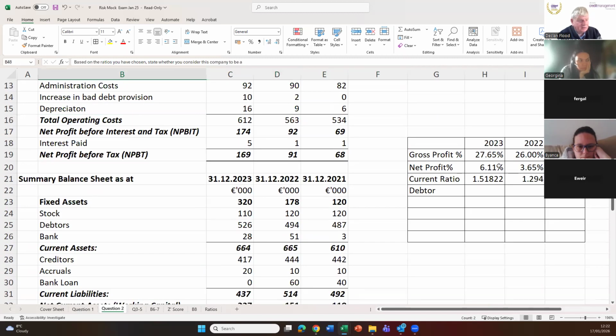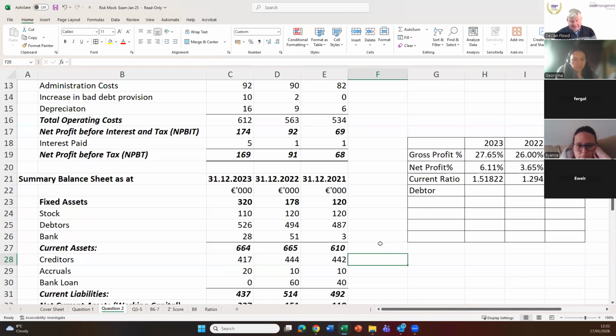Now, I've only done three ratios there. Immediately, low risk is jumping out. They're solvent, they're profitable, they're getting better year on year. To me, looking at this, it's a low risk company. Would I be happy giving them 50 grand all day long? Yeah. Okay, so that is what's required.